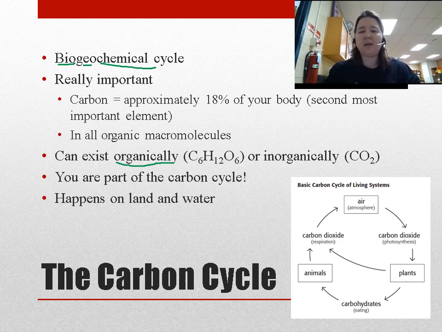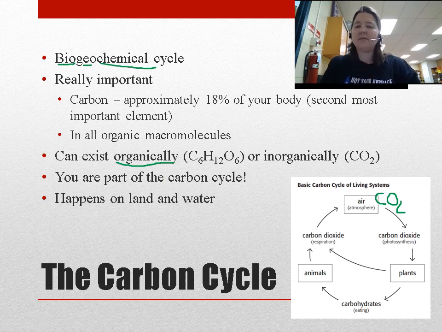Okay, so you can see here a basic carbon cycle. We've got air, or the water, this happens in both places. So we've got CO2, which is then absorbed by the plants through photosynthesis. Plants also release CO2 in some ways, as basically they exhale just like we do. They also turn it into carbohydrates. We eat those carbohydrates. So this is all part of the carbon cycle.